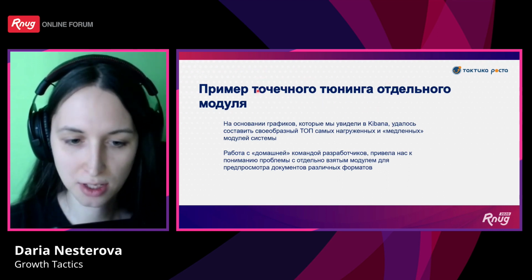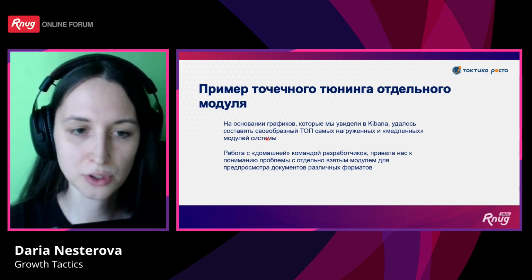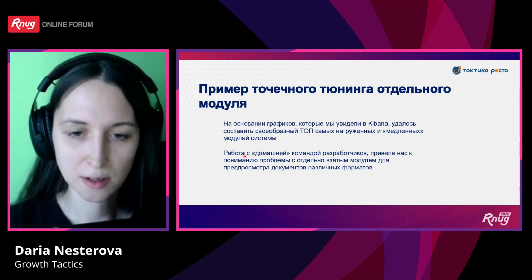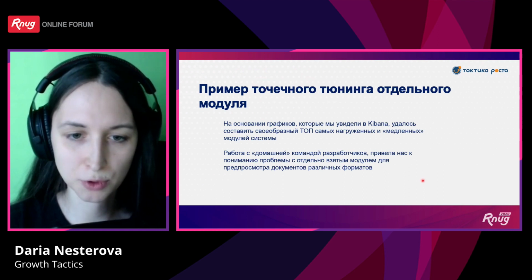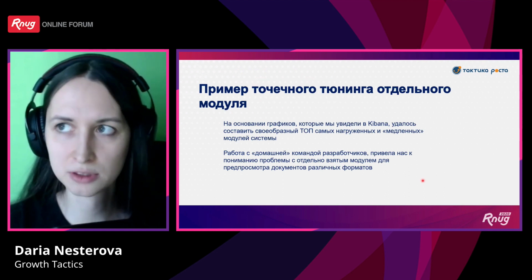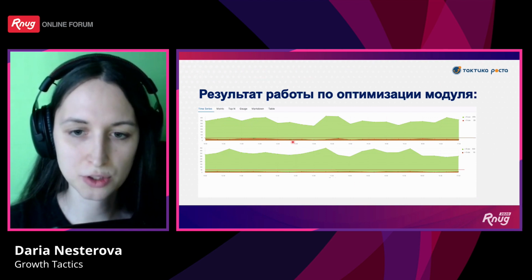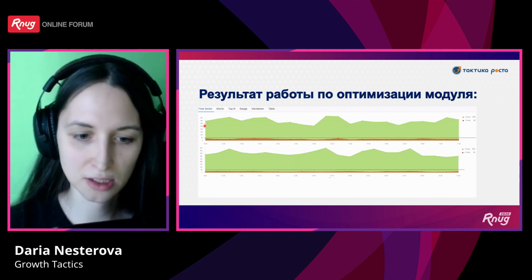Let us take a specific example of tuning of a specific module based on the graphs that we constructed. There is a top of most loaded, slowest modules. We were working with the in-house team of our developers, and we reached a solution with a specific module. We were talking about preview of specific documents in different formats, PDF or Word. You can see here a very good example presented in the graph.